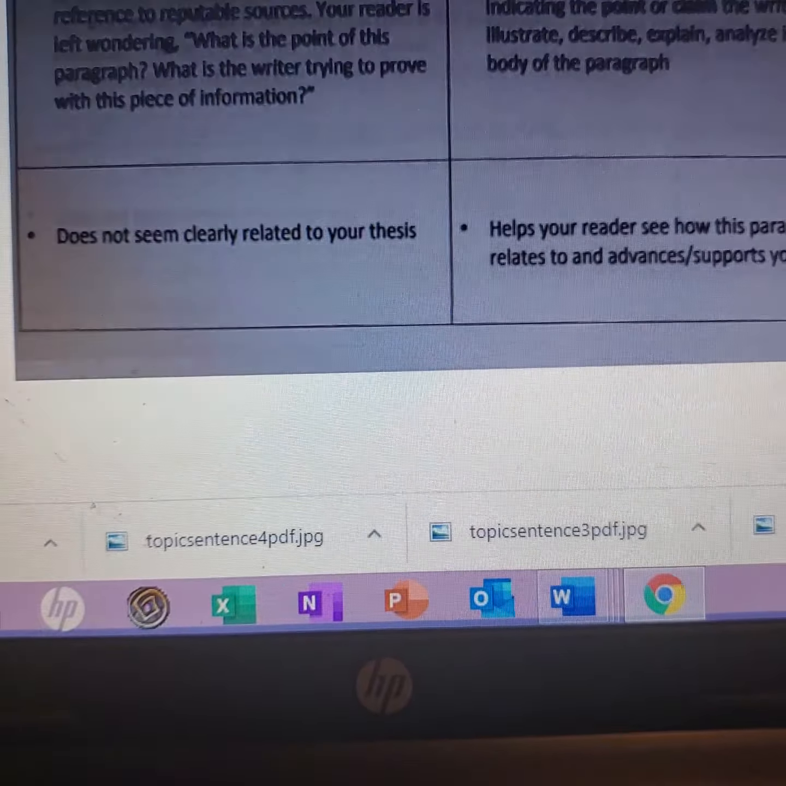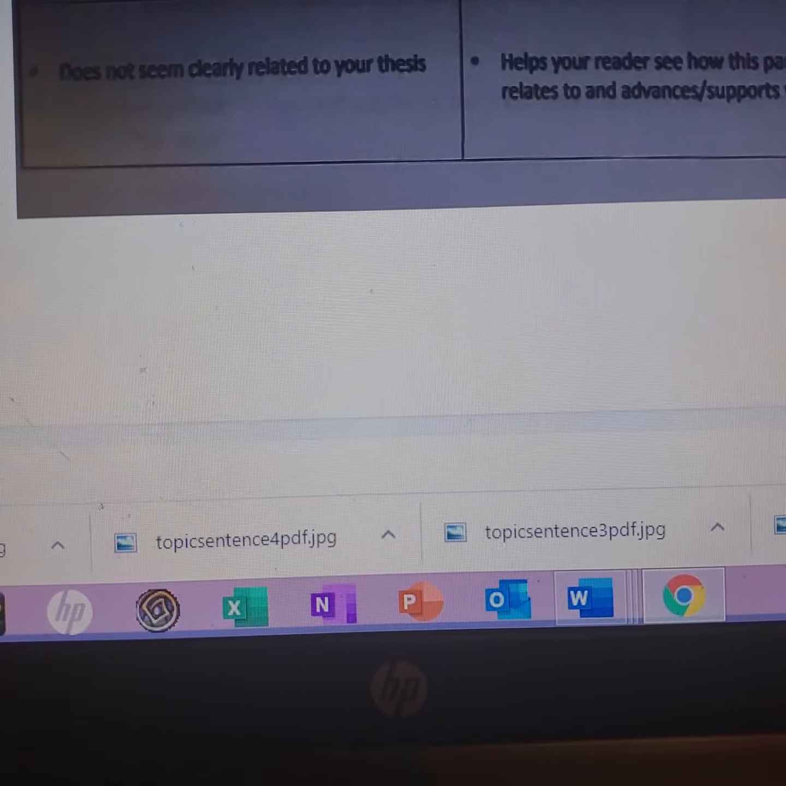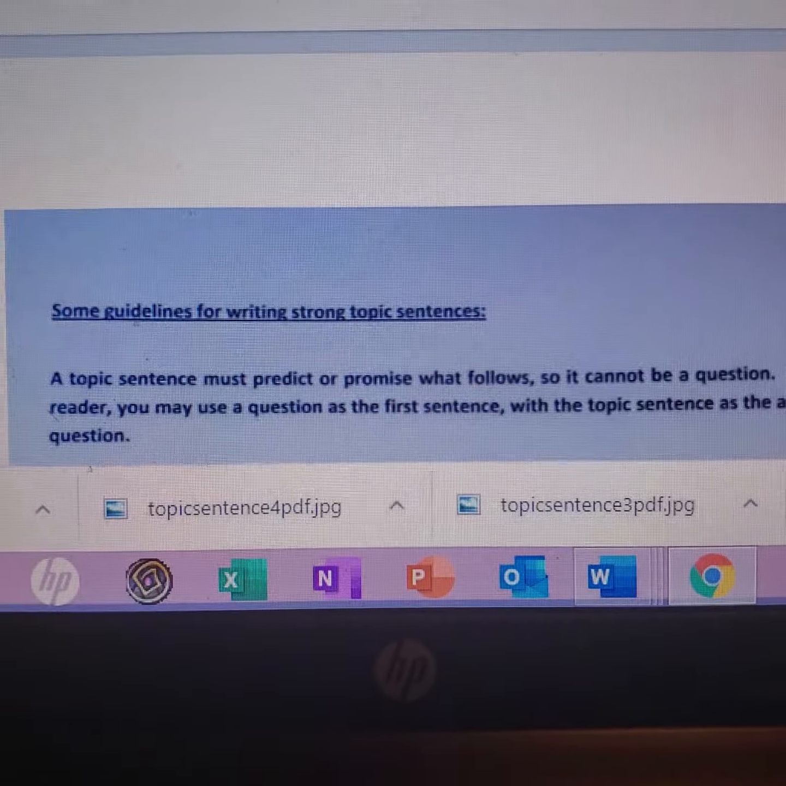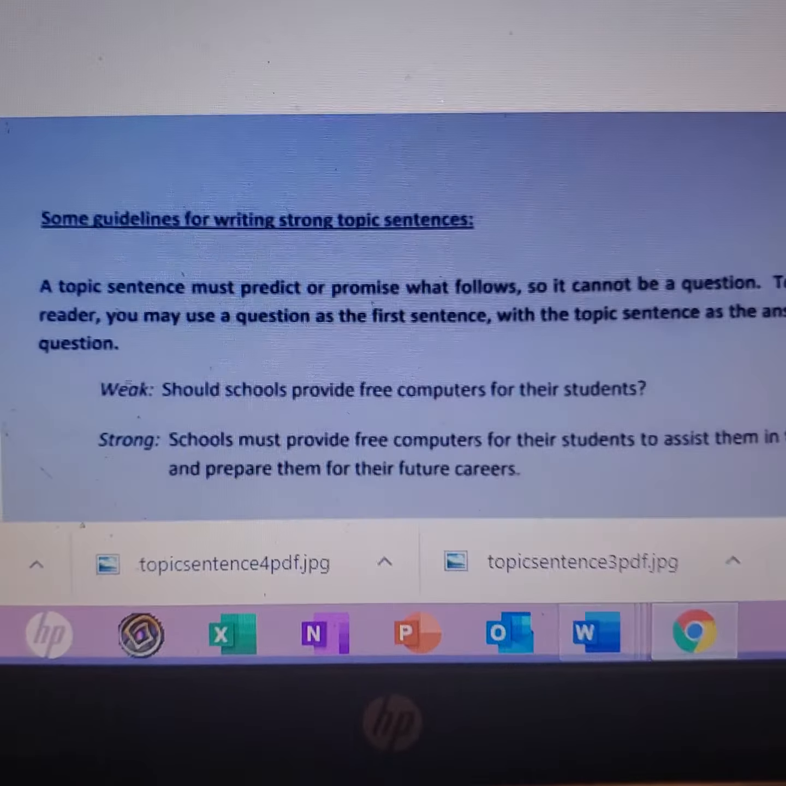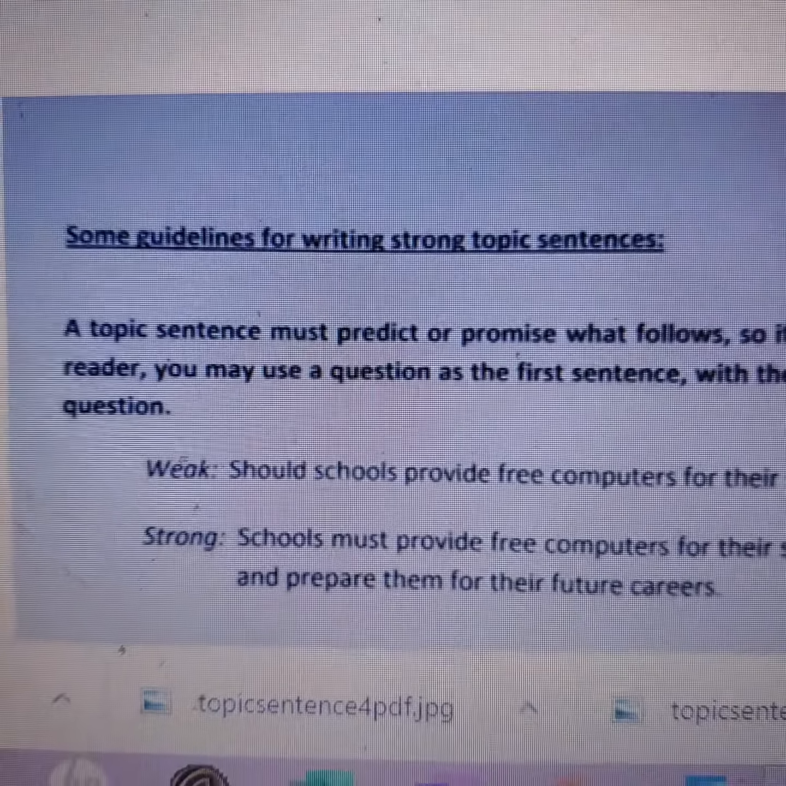They're for your availability and use. I only touch base on what a strong topic sentence is and its difference from a weak one. And then I also went into some guidelines for writing strong topic sentences.